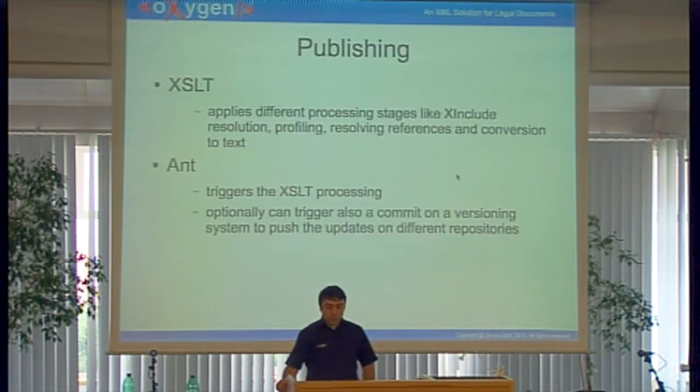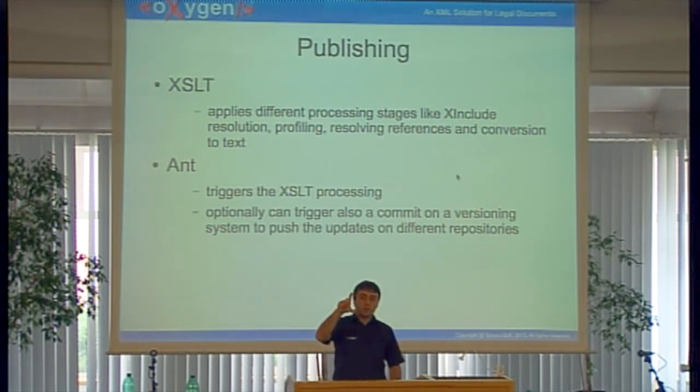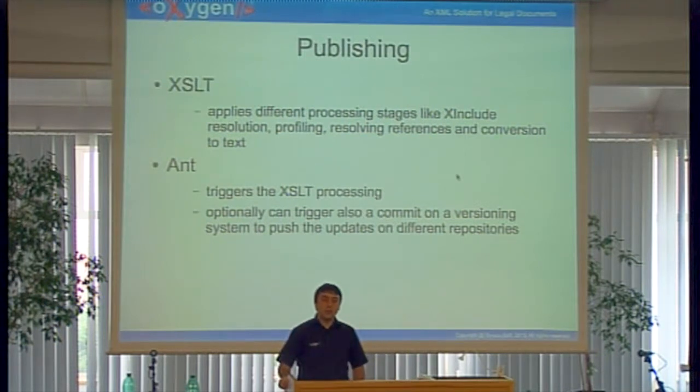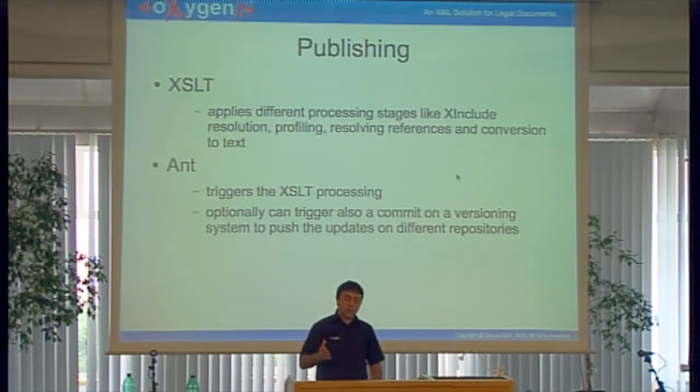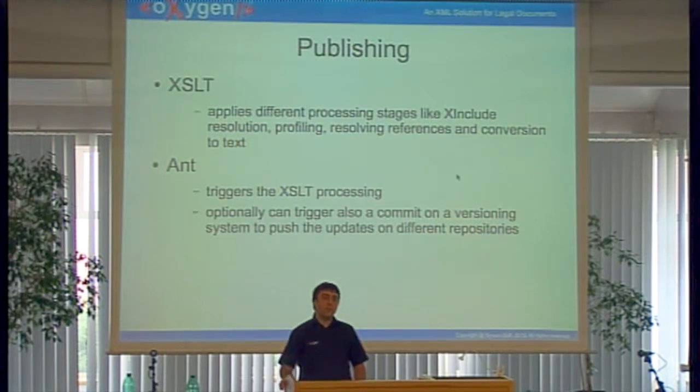For the publishing part, we used XSLT, splitting the processing in different stages. But all these are just a couple of lines of XSLT that do one stage in this processing. So we still have an X-include resolution, but that's not needed. It's just if you use an XML processor that doesn't support X-include. Then we resolve the profiling, and then we resolve references, and then we apply the final conversion. Right now it's to text, but then you can plug some other module there to convert to XSL-FO, PDF or HTML or whatever.